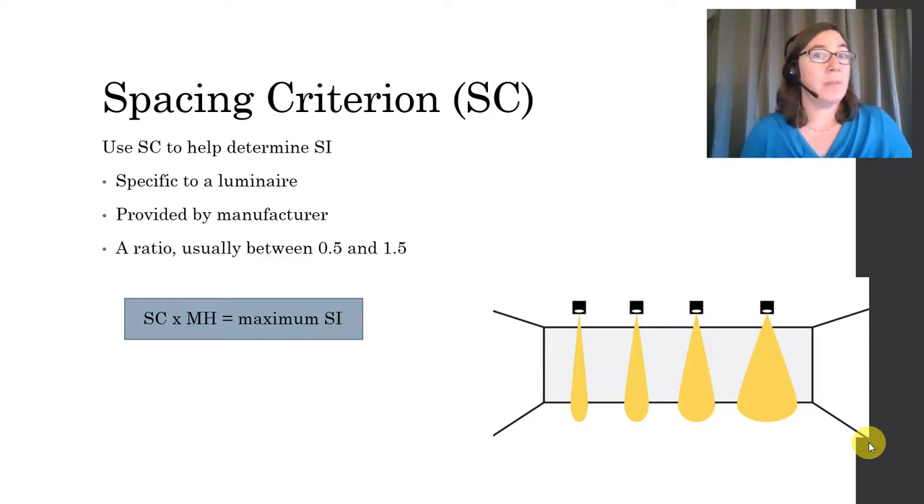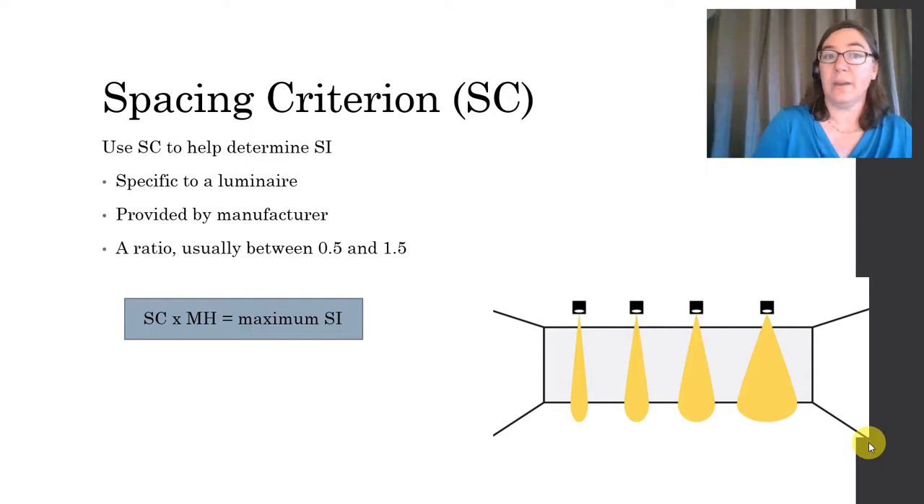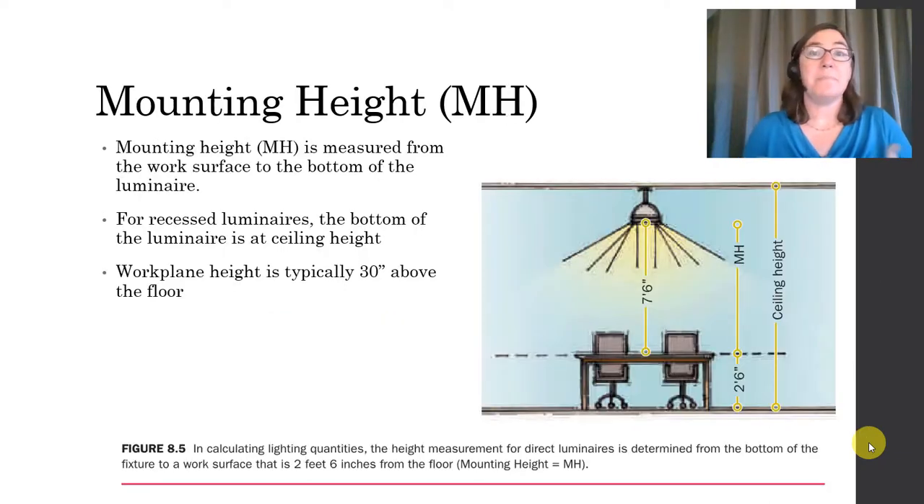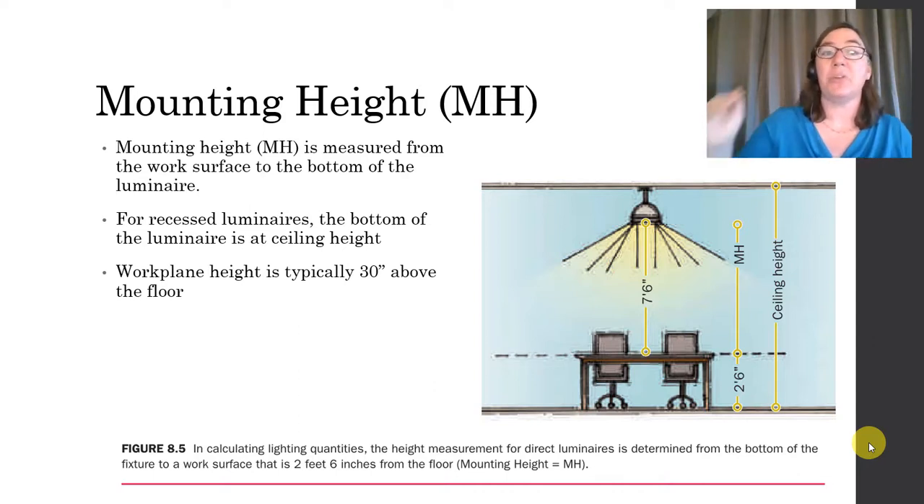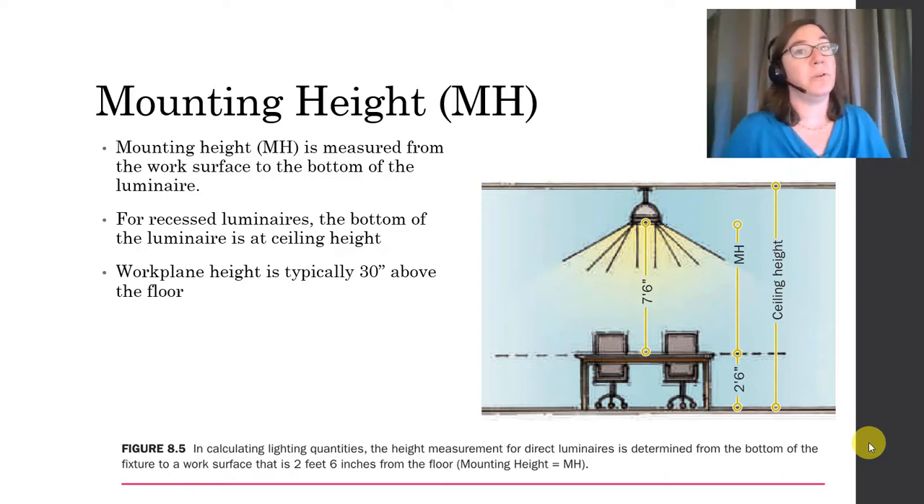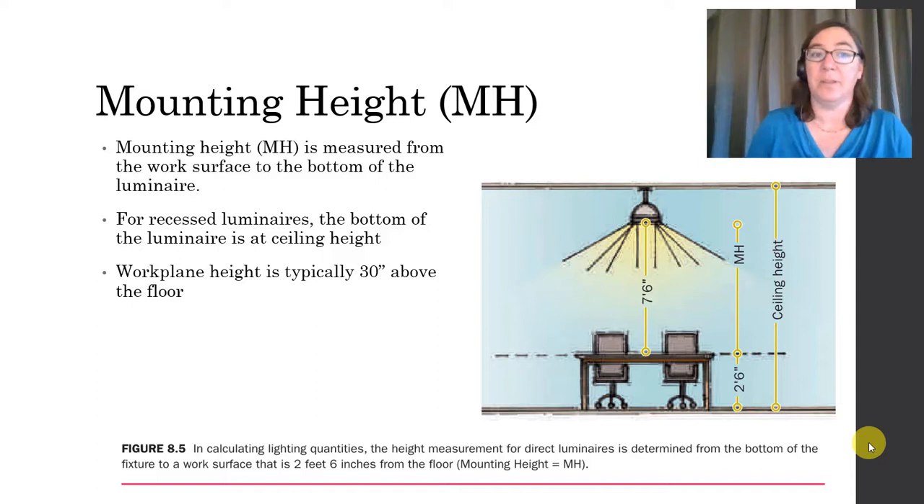So the equation that we're going to use here is that spacing criterion, that ratio number, times the mounting height will give you the maximum spacing interval. That's as far apart as you want to place your luminaires. That mounting height, remember, is going to be measured from the work surface, typically 30 inches above the floor, to the bottom of your luminaire, wherever it is mounted.